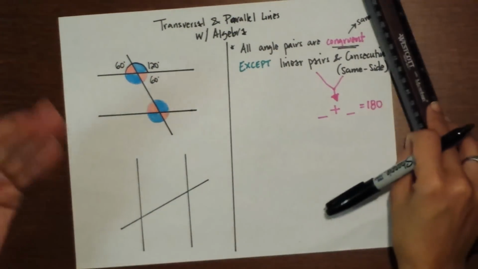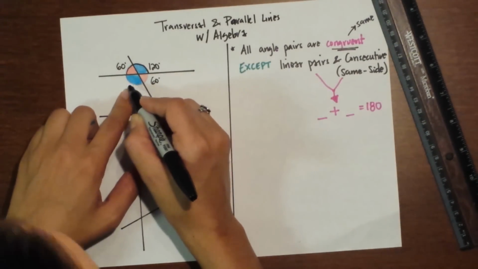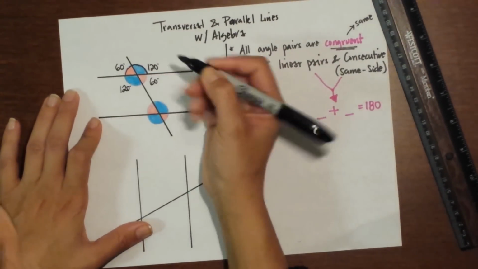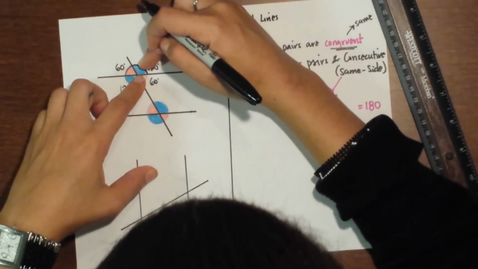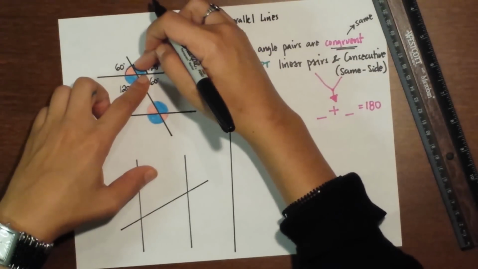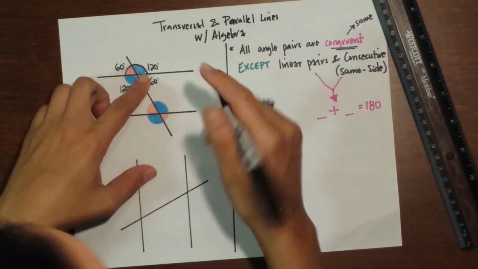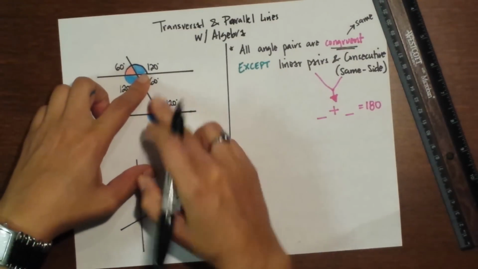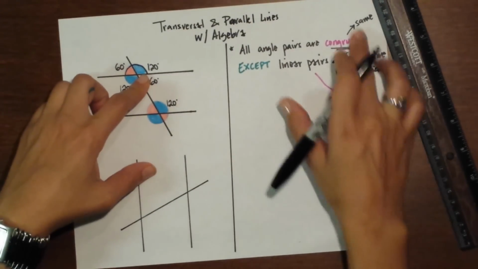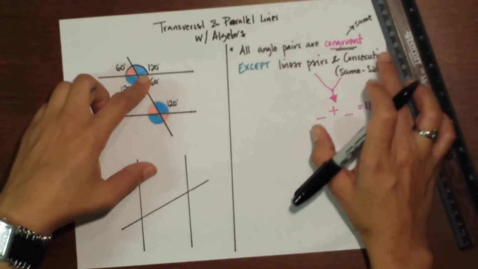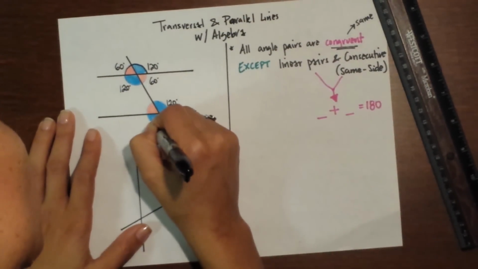Now from here, you could go many different ways. You could go from here to here, which is what? Also 120. And what's the reason? Because they're vertical. You could go from this 120 right here to here. What is that one equal to? That one's also equal to 120. And why? Because it's corresponding. Remember, everything is congruent except linear pairs and anything that's consecutive, same side. So if that's 120, vertical, that's 120.